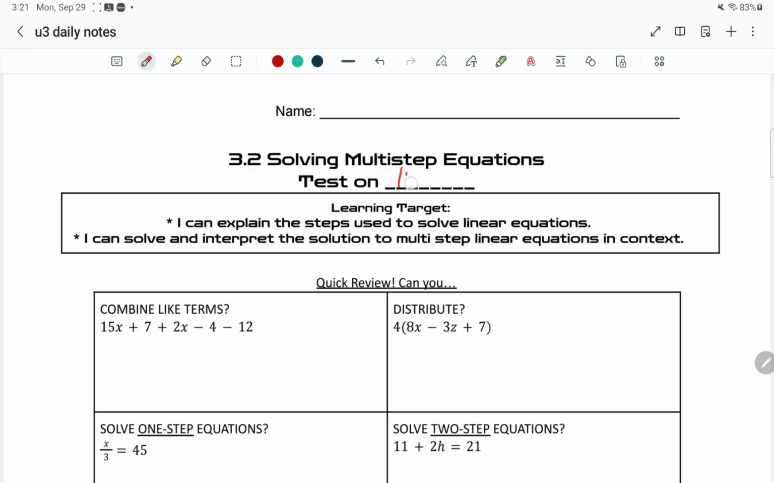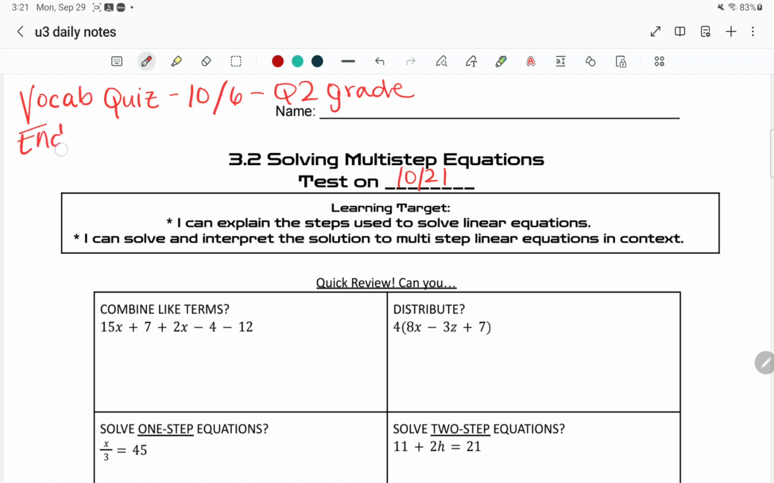You have a test on 10/21. Take a look at my calendar if you're here in class. You will have a vocabulary quiz on 10/6, and the vocabulary quiz will go on your quarter 2 grade. Notice the end of the quarter is 10/8, so please make sure all your grades are where you want them. If not, email me or come talk to me any other day. Sorry, I'm not here today.